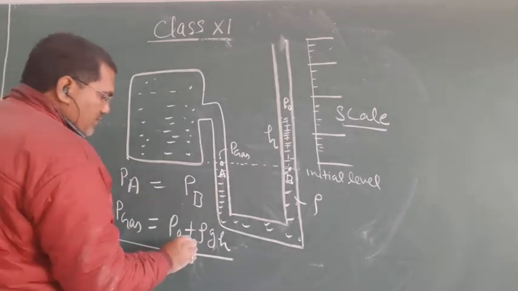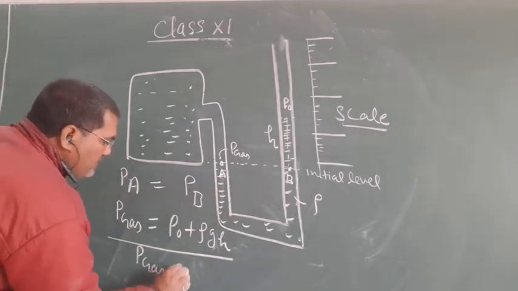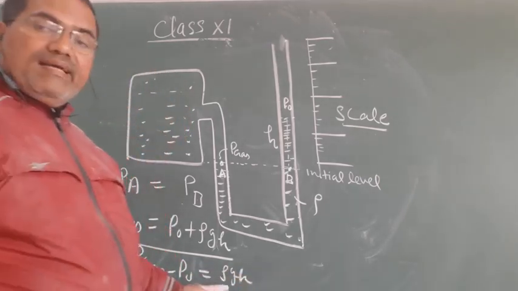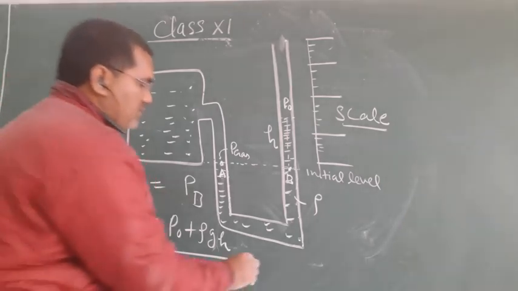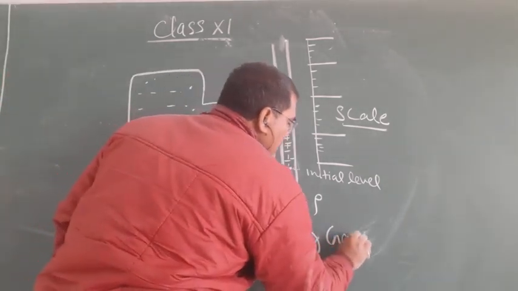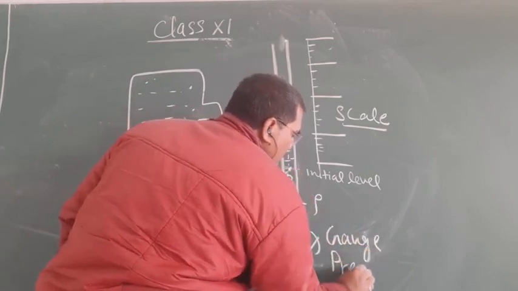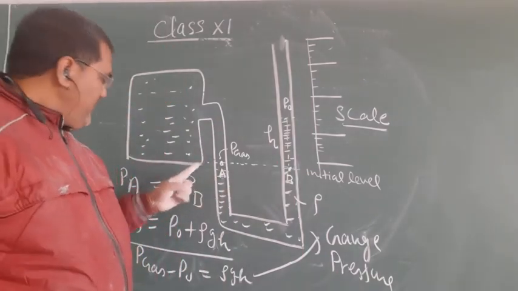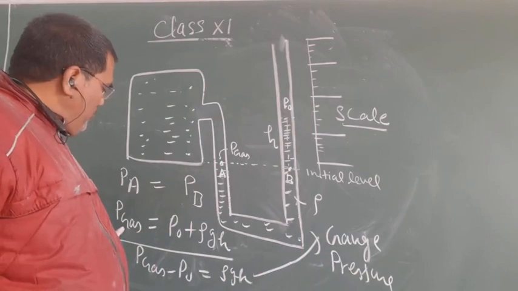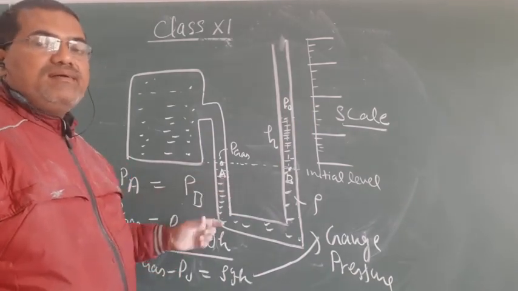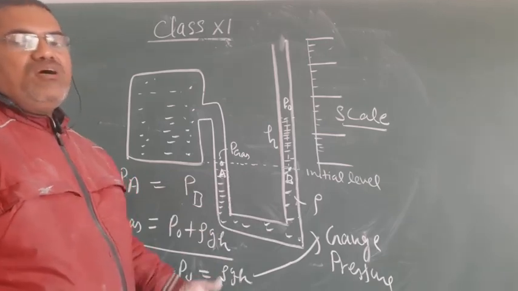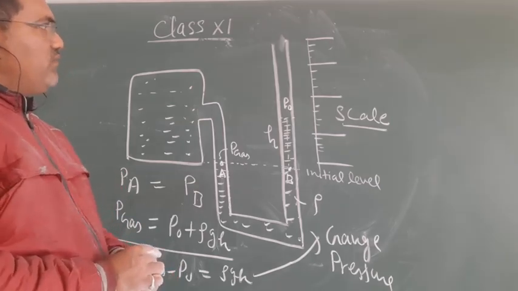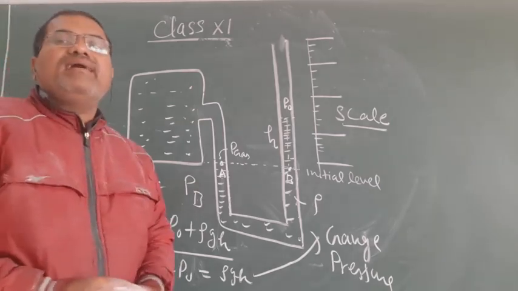This quantity, P gas minus P naught, is equal to rho g h, and is considered as gauge pressure. The difference of the pressure of gas and atmospheric pressure is considered as gauge pressure. So write it down. By this method, the manometer is very useful to measure the pressure of the gas.